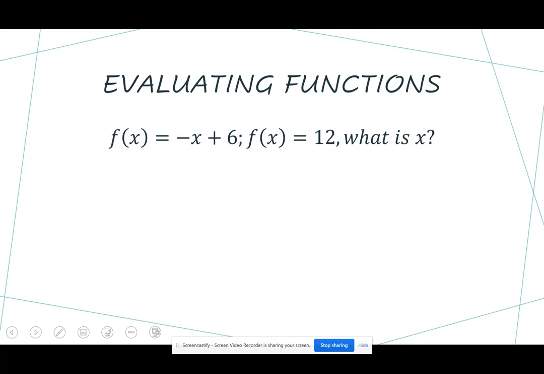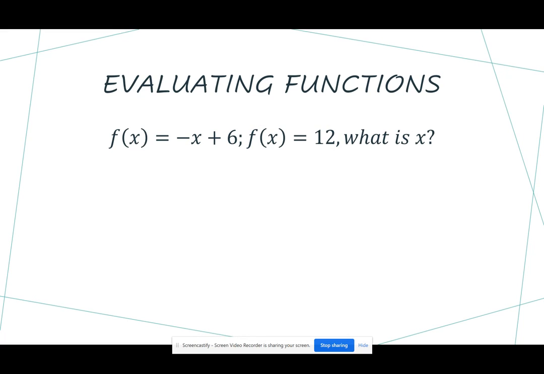Now it could go in the different direction. You could be given f of x equals negative x plus 6, but now instead of saying find f of 1, we're told that f of x equals 12. So now we want to know what value of x we would plug in to find 12.